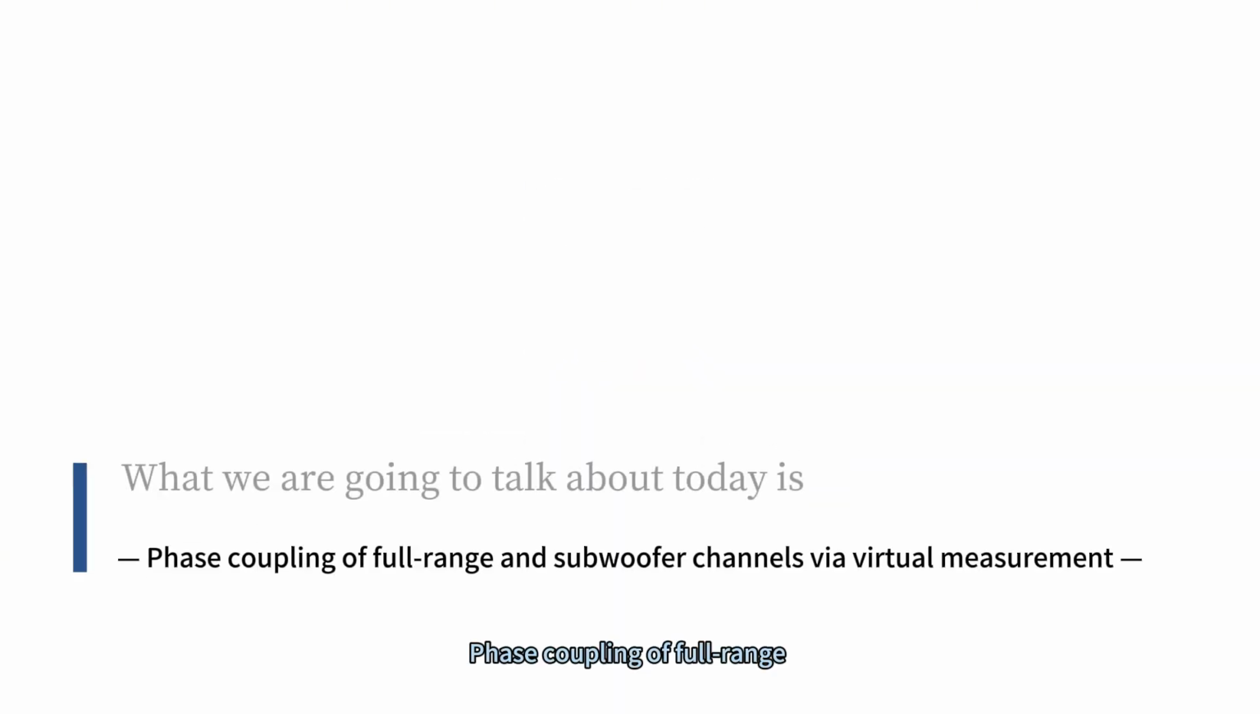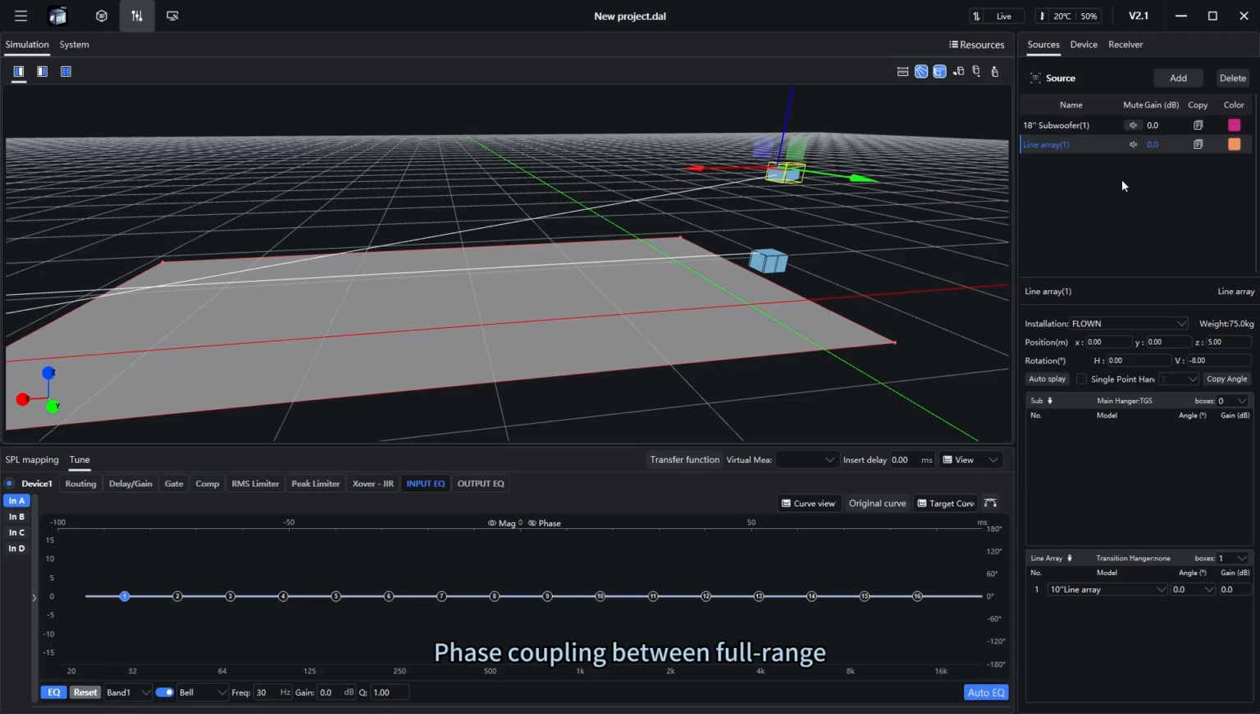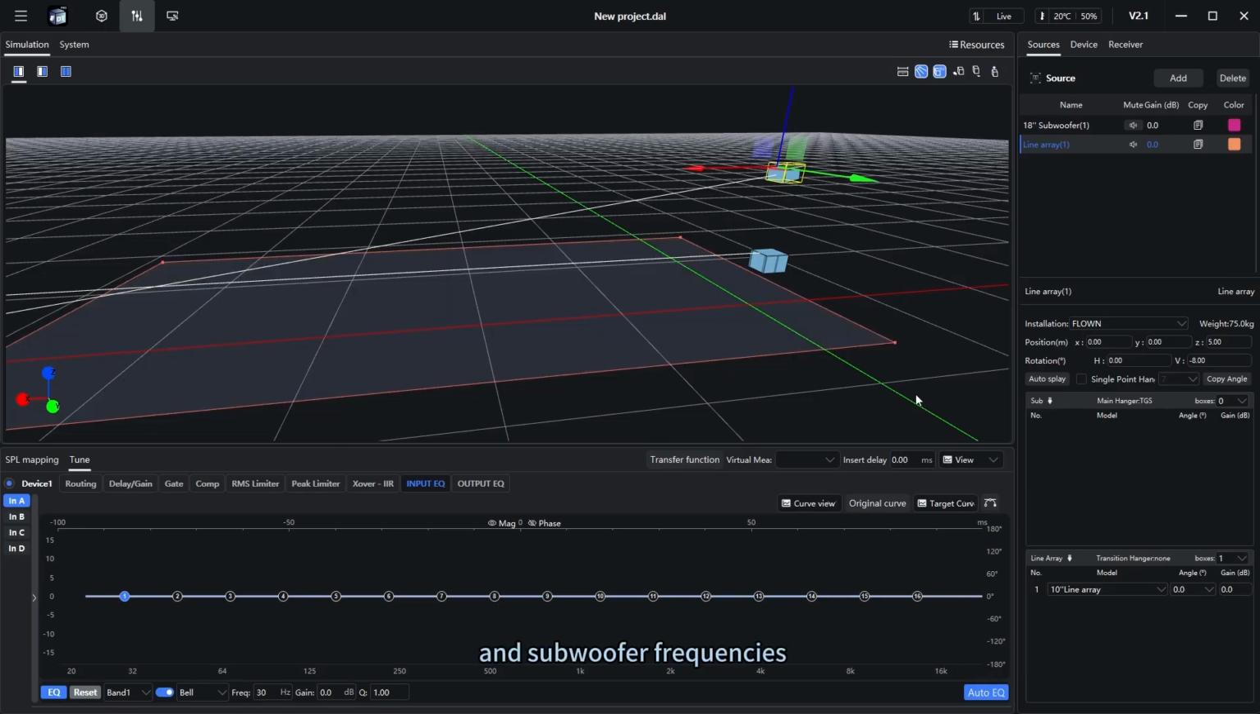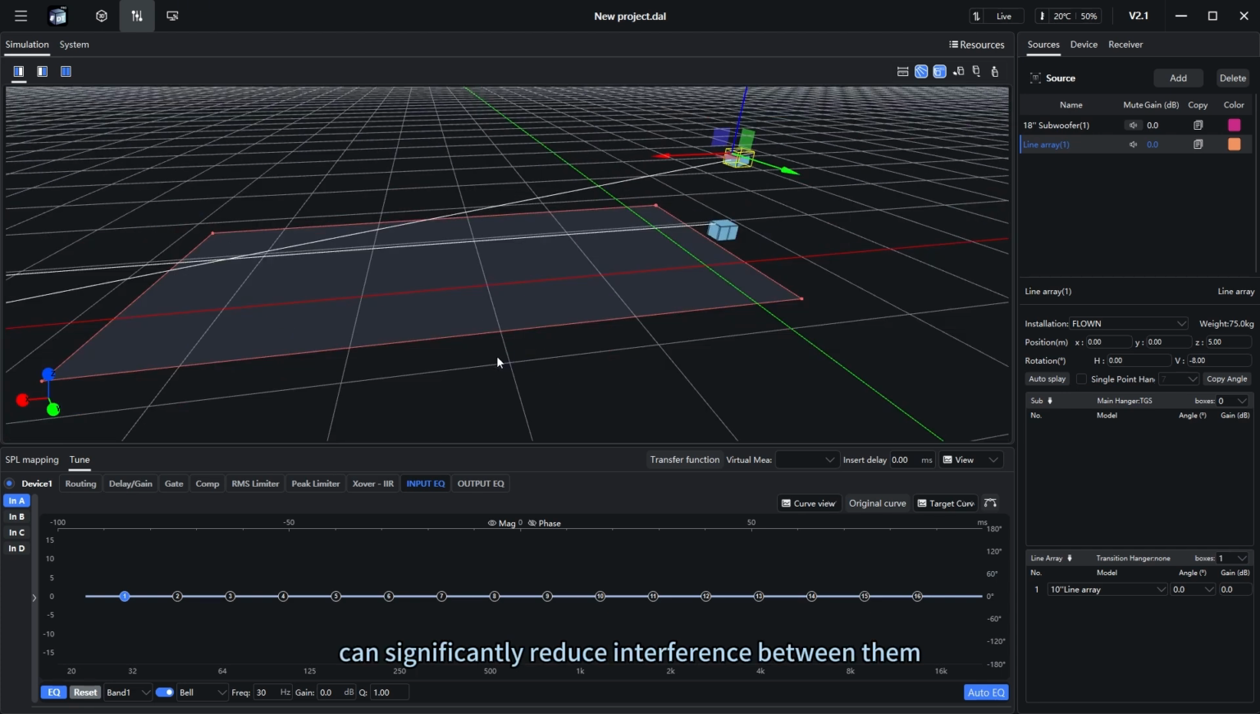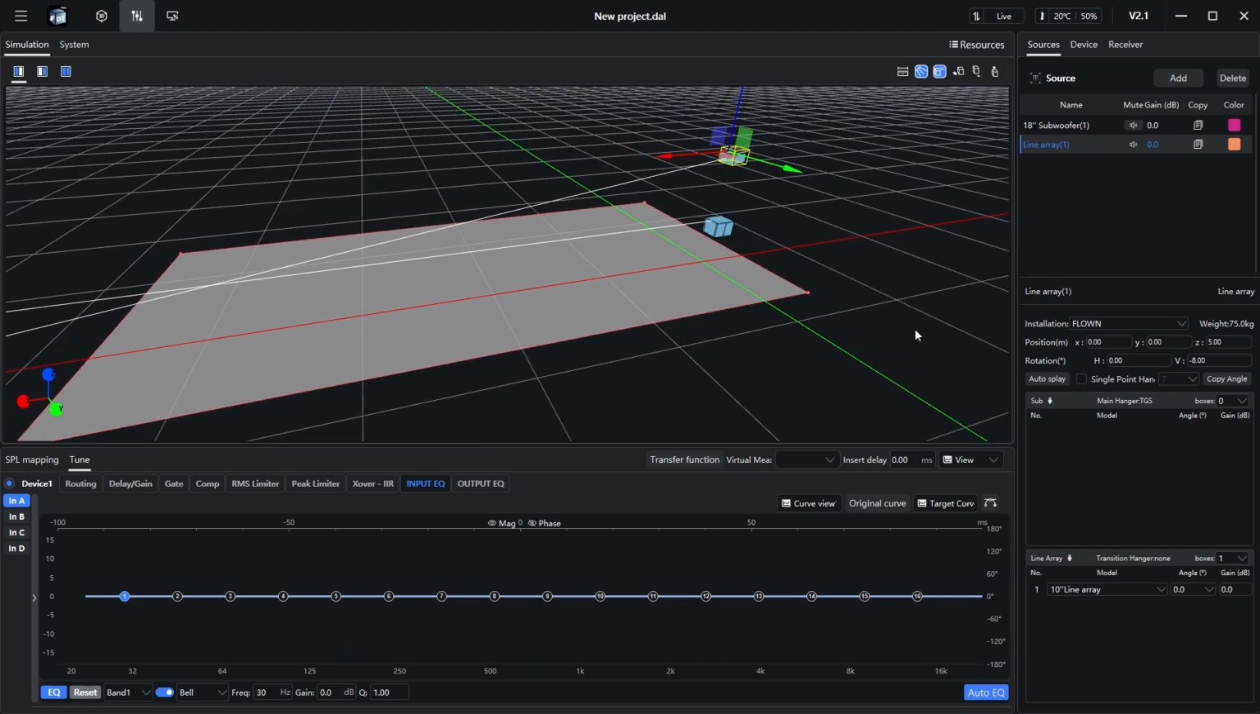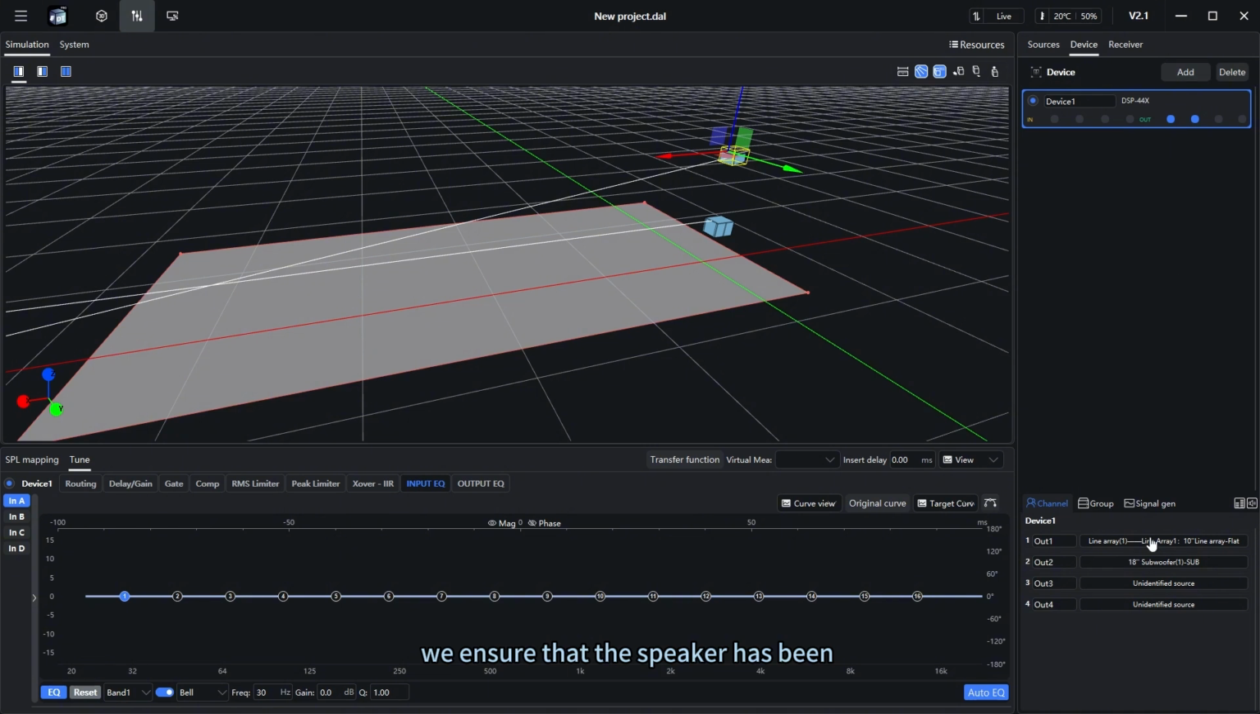Phase coupling of full range and subwoofer channels via virtual measurement. Phase coupling between full range and subwoofer frequencies can significantly reduce interference between them. Take the full range and subwoofer units here as an example. First, we ensure that the speaker has been correctly associated with the virtual device.